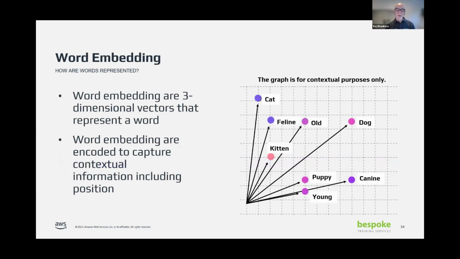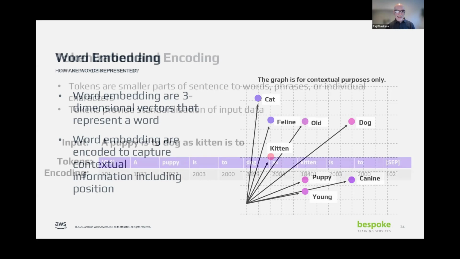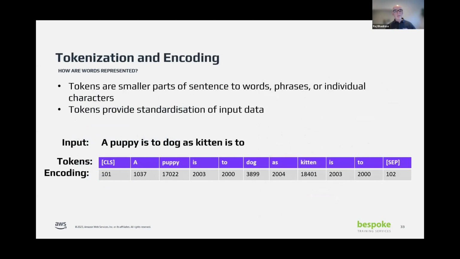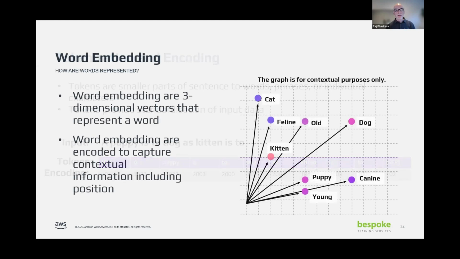And then once the tokens have been encoded, given a number, we're back to the previous slide, the algorithm will then work out the word embedding. Now that represents that word and the relationship with other words. Now this is just a contextual representation of what it looks like.